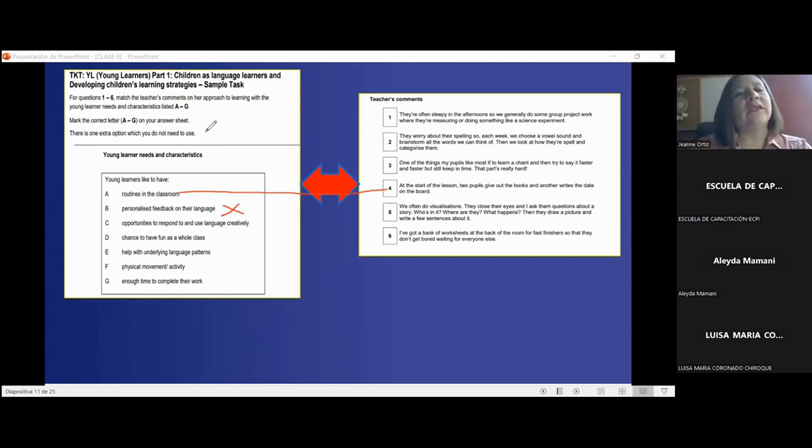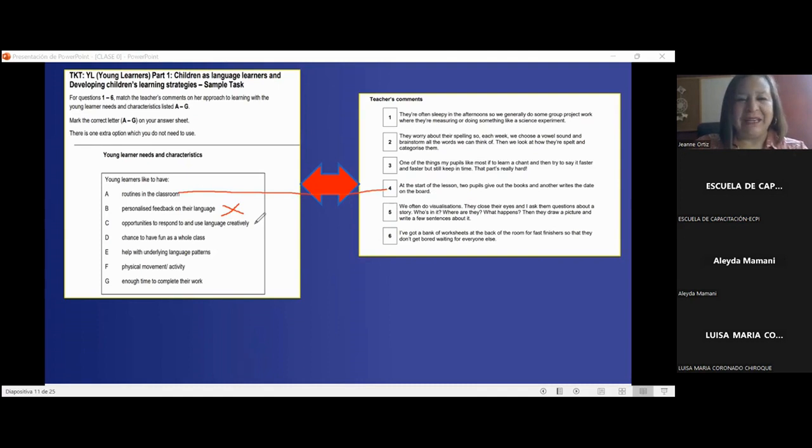Remember, you are always going to have one extra idea. So what is important here? First, read the possibilities and try to use your prediction skills. Then try to match and discover if there is one idea that doesn't match with the alternatives, right? What about letter C? Opportunities to respond to and use language creatively. Somebody mentioned letter B. Yes, it's number 5.